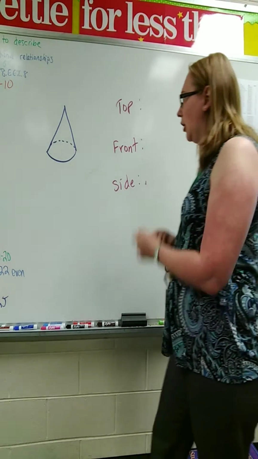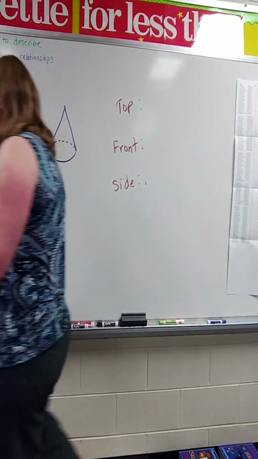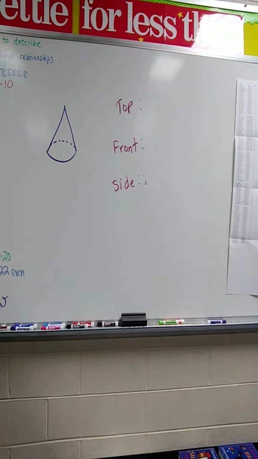So we have a cone. What is the top of my cone going to look like? A point. A circle. Now hold on. I heard a point and I heard a circle.